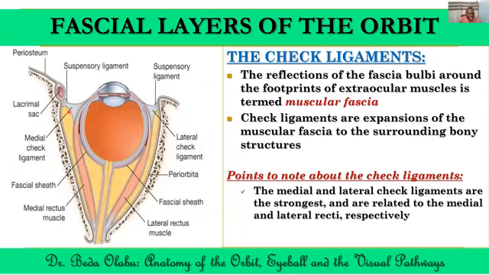Okay, this other image shows us the check ligaments. So that's the medial check ligament, and that's the lateral check ligament. They limit adduction and abduction of the eye. The other check ligaments, as I've mentioned, are not so significant, and so we don't really have to talk about them.